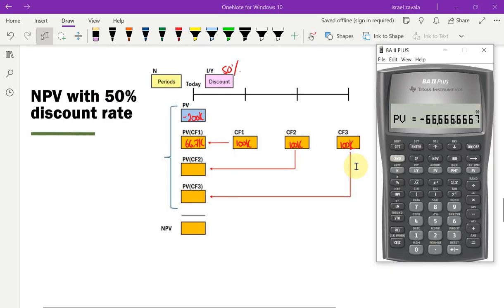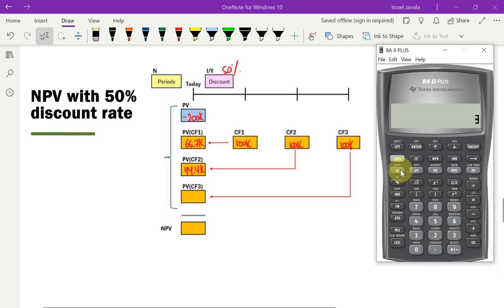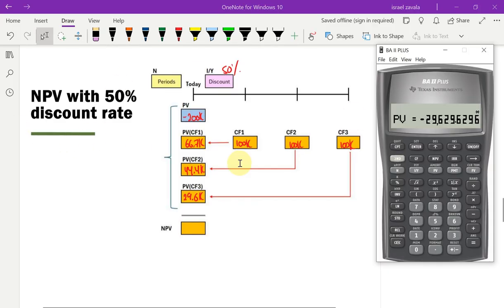Now we're going to discount this for 2 years. We're just going to change the periods to 2. And we're going to compute our present value. So 44.4 thousand. And now let's discount this back 3 years, compute present value. 29,000.6. So 29,000.6. Okay, now all I'm going to do is add up all of these together.